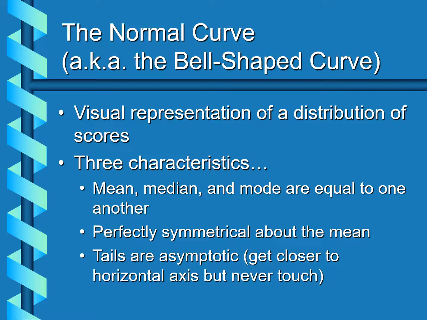In other words, if you take the mean and you fold your distribution from one side on top of the other side, you're going to get an exact replica, right? Exact replica. The other thing is that the tails are quote-unquote asymptotic. That means the closer to the horizontal axis they get, but they never do touch that. They get really, really close, but they never do cross that horizontal axis.